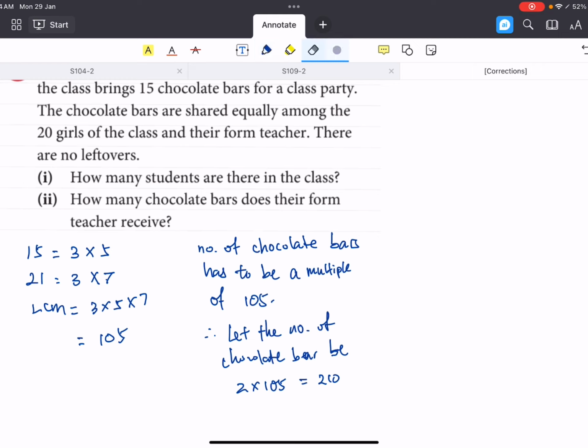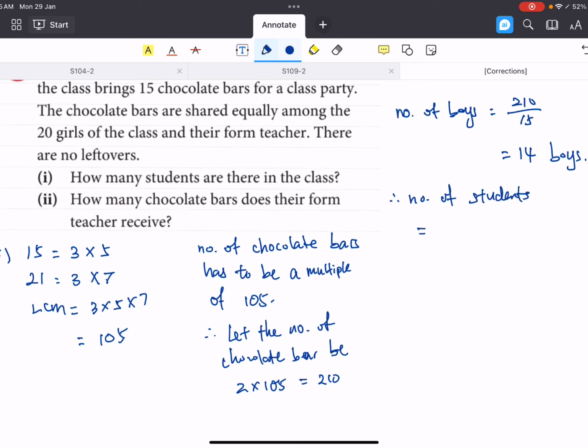So let's see. From here, the number of boys will be equal to 210 over 15 chocolate bars. Let's press the calculator to confirm. 14 boys, right? Therefore, the number of students is equal to 20 girls plus 14 boys, which is 34.